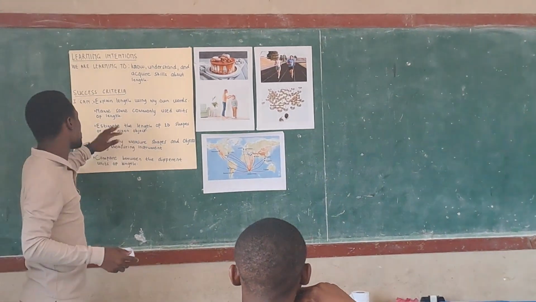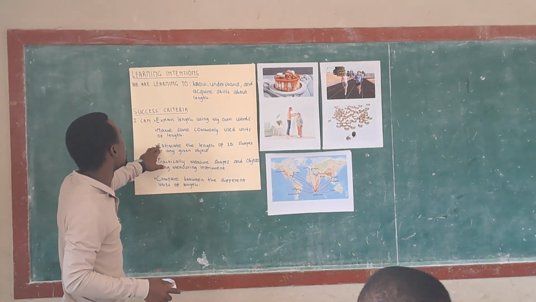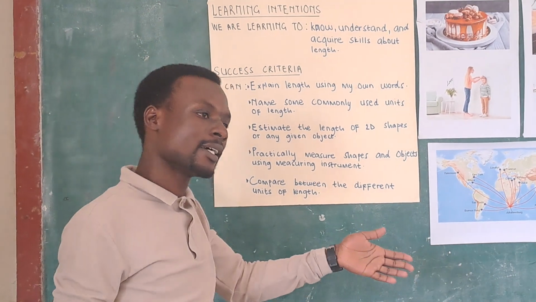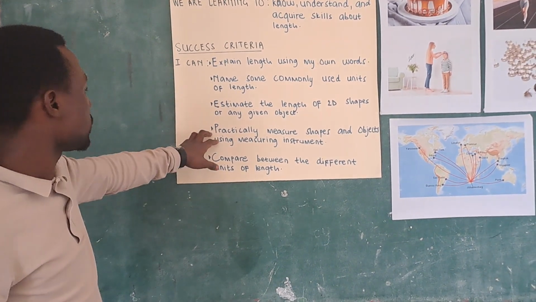I think to estimate is to predict. Exactly. To estimate is to predict or guess something. At the end of this lesson, you must be able to guess the length of a 2D shape or any given object.